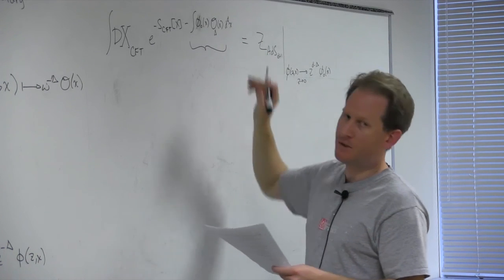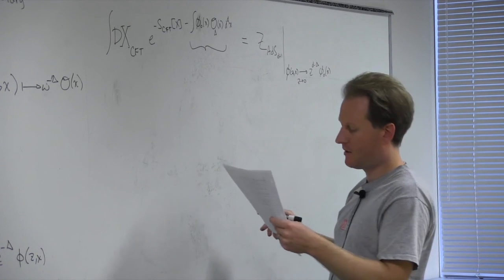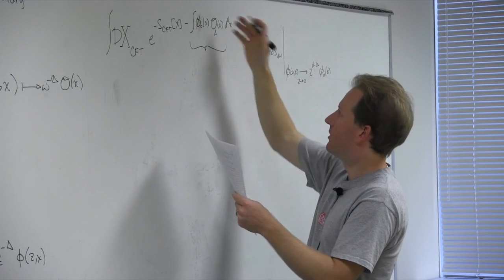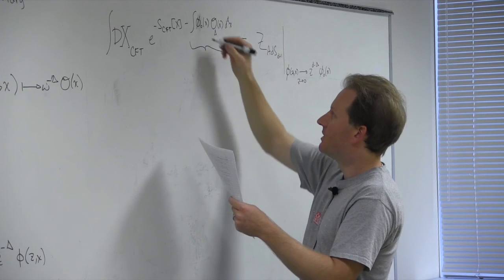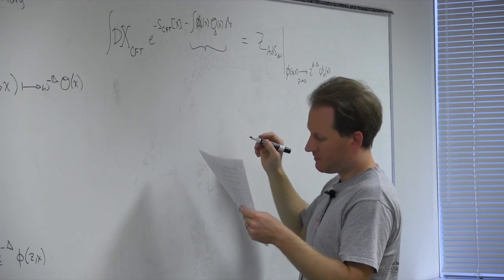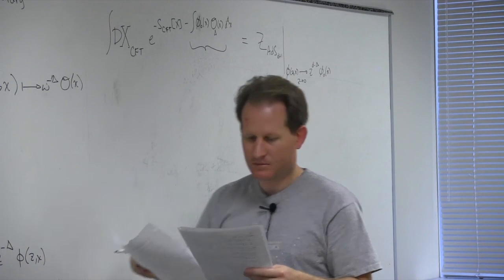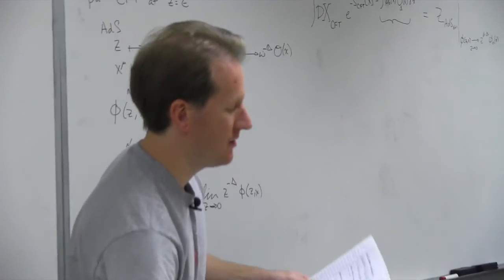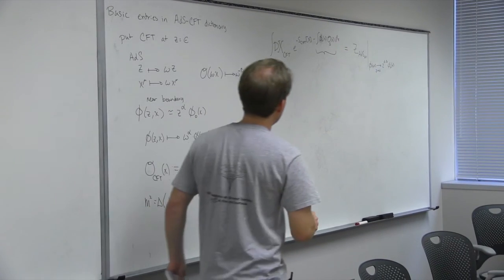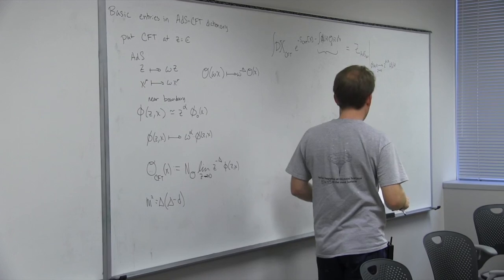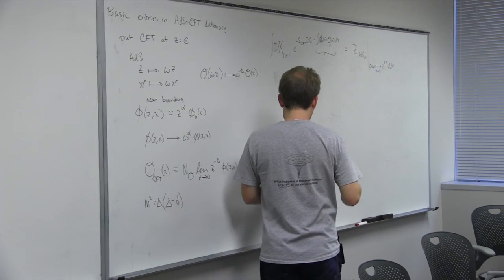Because I'm putting this basically in the action, it has to be invariant under all the symmetries. And so if O has a dimension delta, then phi naught has to have dimension d minus delta. And it must be a singlet of all the other symmetries. So that allows you to start identifying fields in AdS with operators in the CFT.